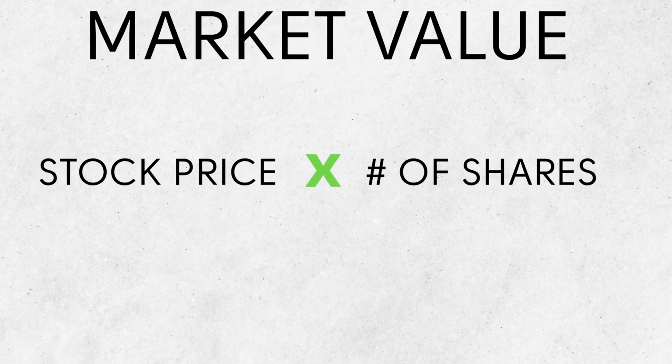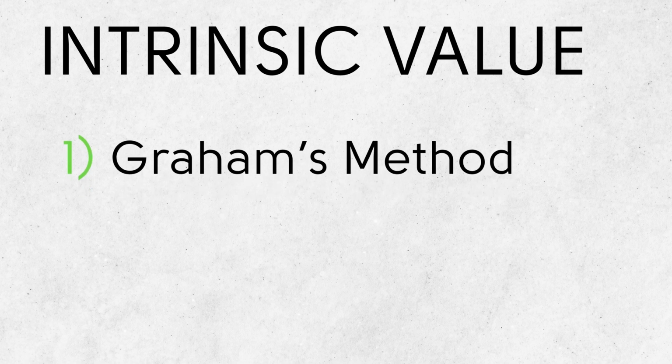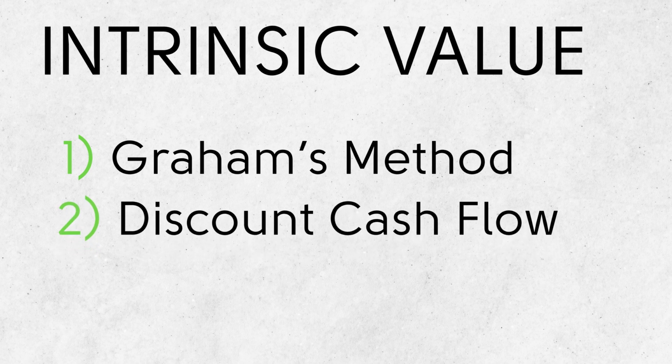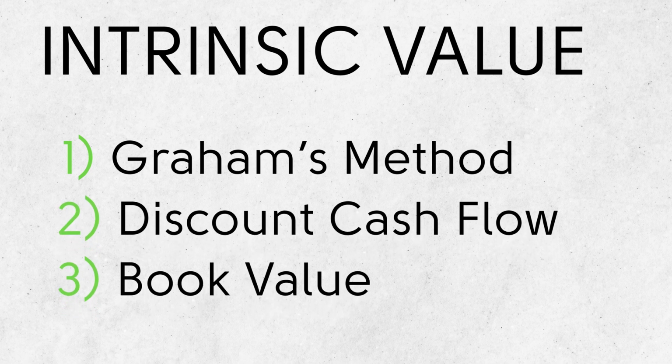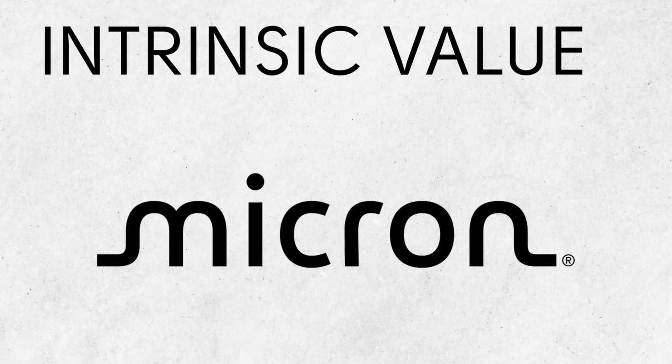Next, we need to figure out the company's intrinsic value. This step is a little bit harder. There are three relatively easy methods that we can use to do this. The first is Benjamin Graham's method. The second is a discount cash flow model. And the third is using the company's book value. Let's apply each of these methods using Micron Technology, one of my larger positions in my portfolio.